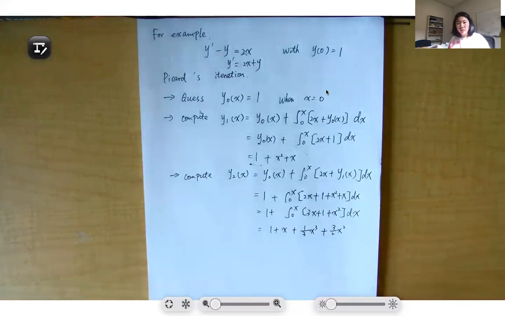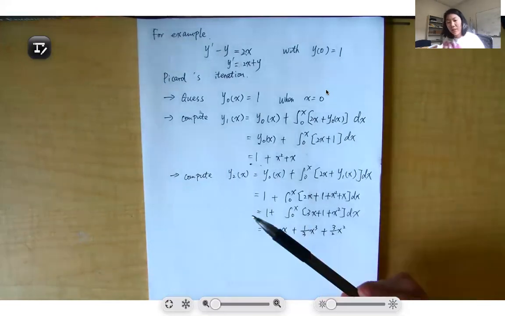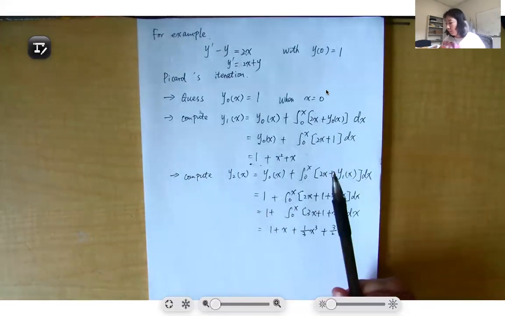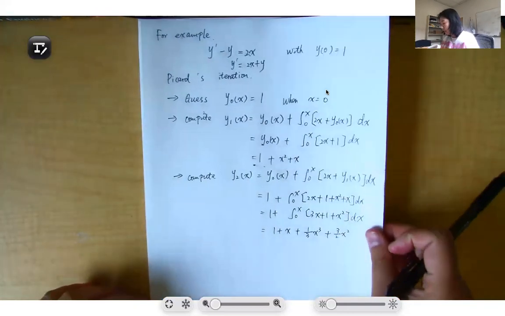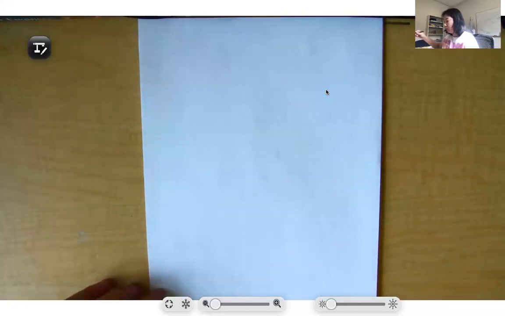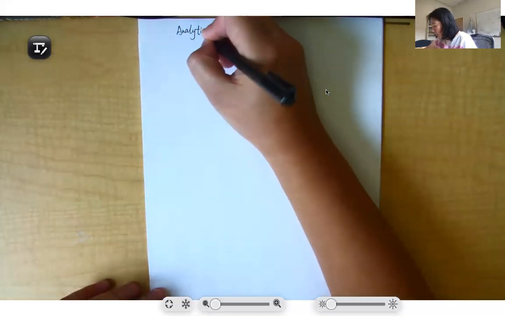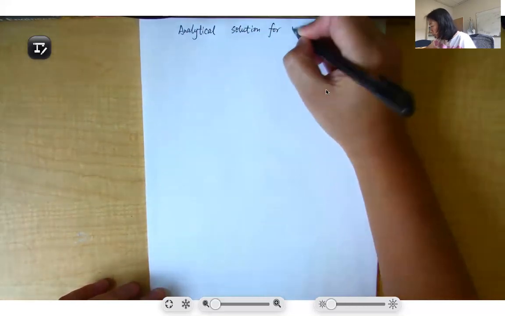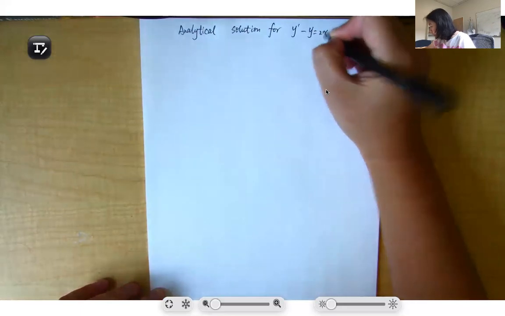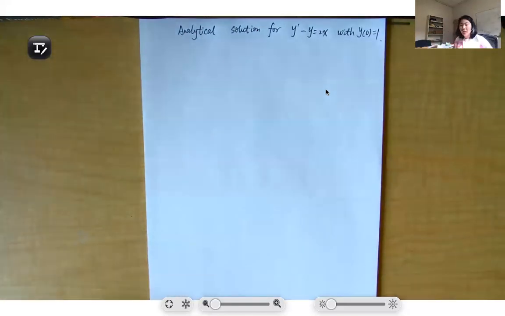Then we will try to solve it numerically, to see whether our solutions are indeed suitable for this first order linear ODE. Okay, so for the exact solution, we can get the analytical solution for this first order linear differential equation, y prime minus y equals 2x with the initial value problem y(0) equals 1.